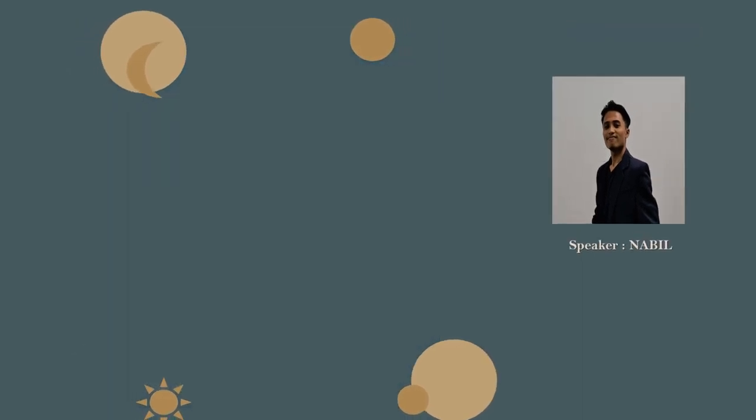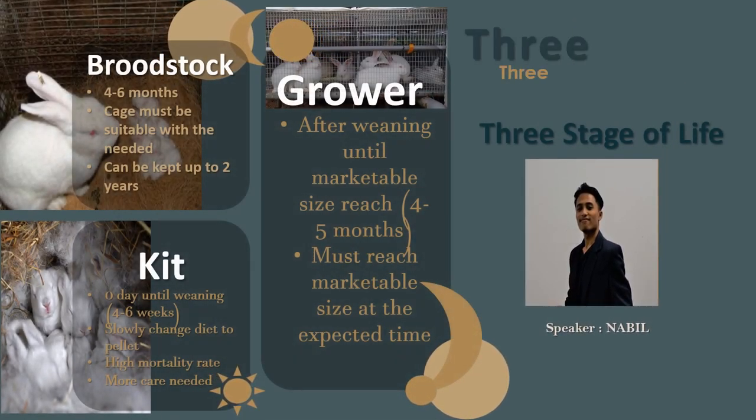There are three stages of life of a rabbit. The first one is broodstock. At the age of 4 to 6 months, they can be kept as broodstock. They must be put in a cage suitable for their needs, such as for a pregnant broodstock. They also can be kept for up to 2 years.